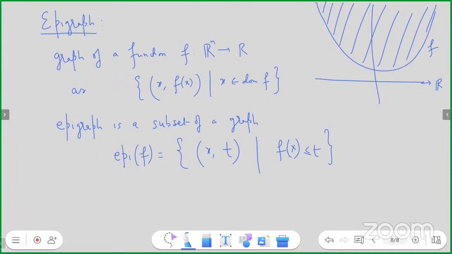Any observations to make, similar to alpha level subsets or alpha level sets? You should absorb the definition for a moment. If you've not seen it, it's a non-trivial definition. That's very important. So epi, I think in Latin, means above. It would have been easier to say above graph also.